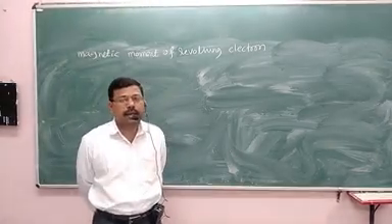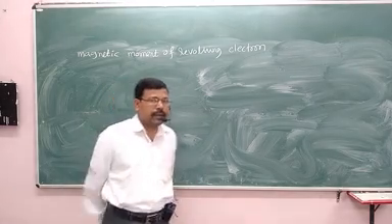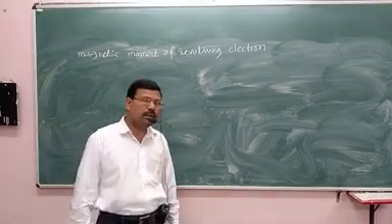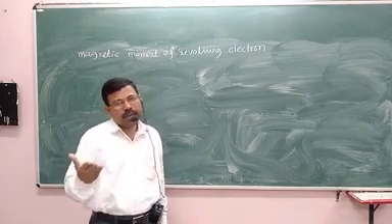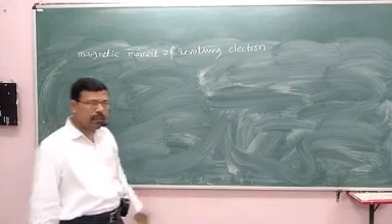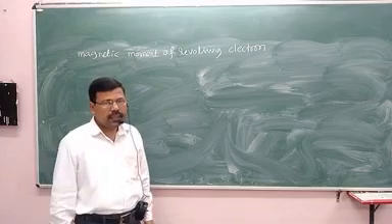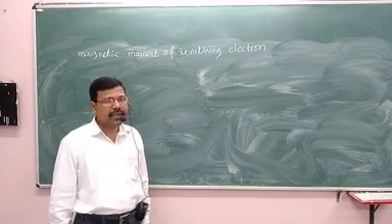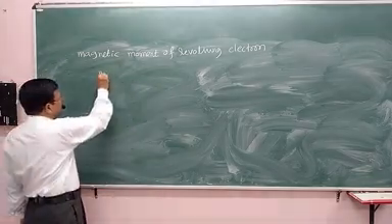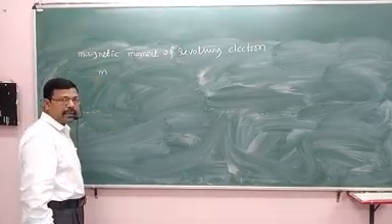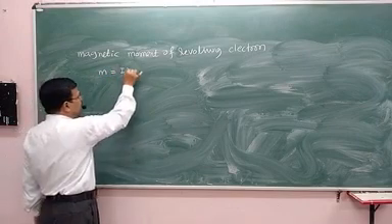In today's session, I am going to discuss an important topic, the magnetic moment of the revolving electron. First of all, let us try to understand the meaning of magnetic moment. Magnetic moment is basically defined as the product of current and area. It is denoted by the symbol M. M is the symbol of magnetic moment, and it is the product of electric current and the area.